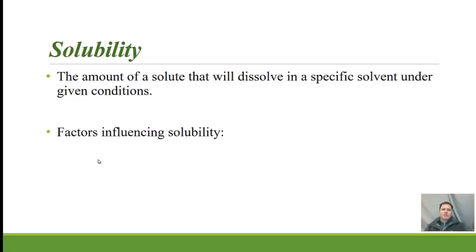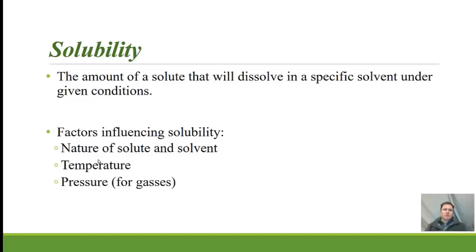And there's three factors that we're going to talk about to start with today. First one is the nature of the solute and solvent. Second thing that affects solubility is temperature. And then finally, a special case, we're going to talk about how pressure can affect gases.